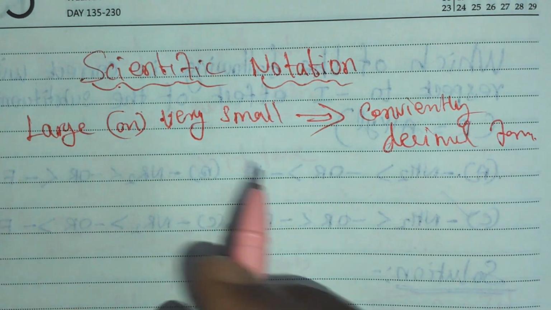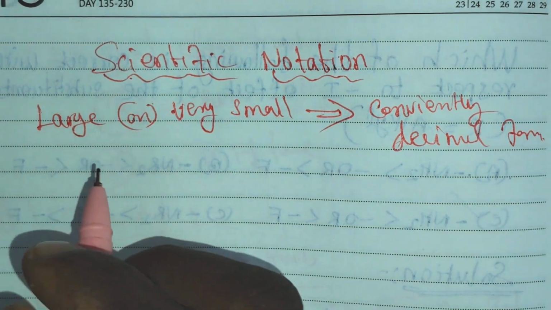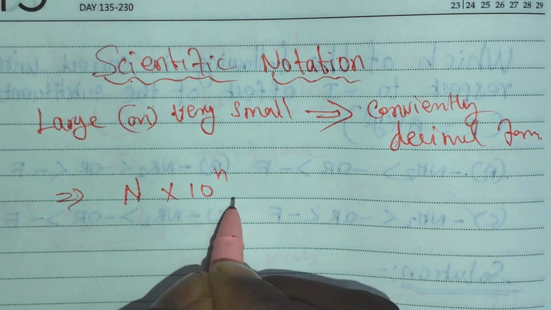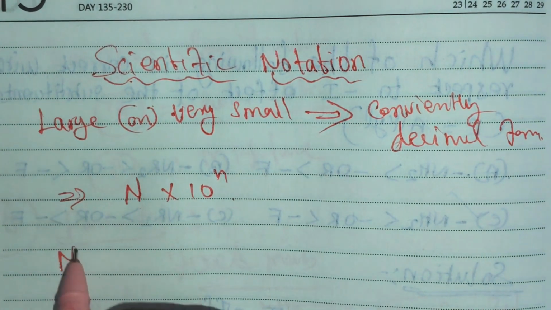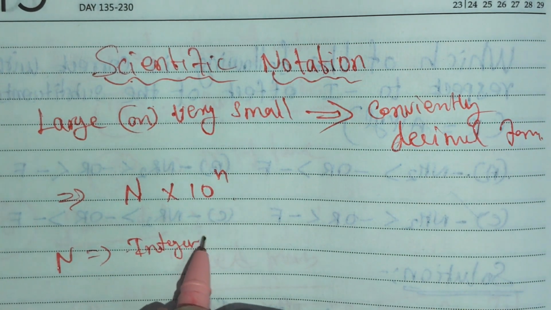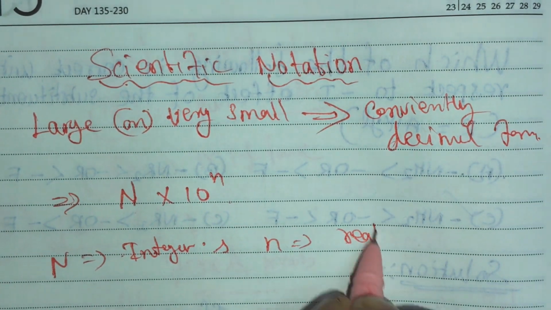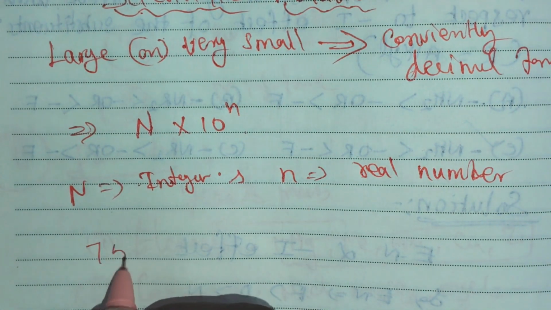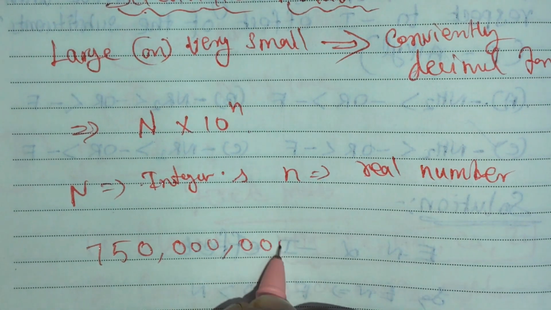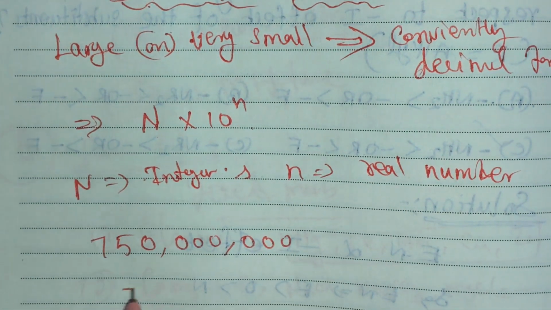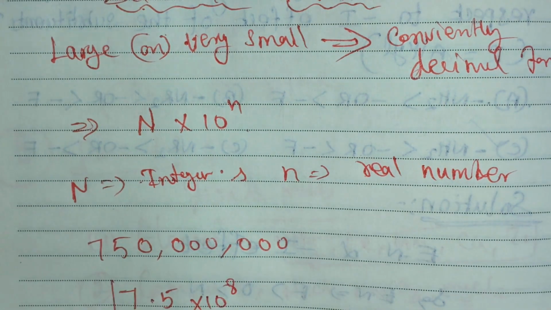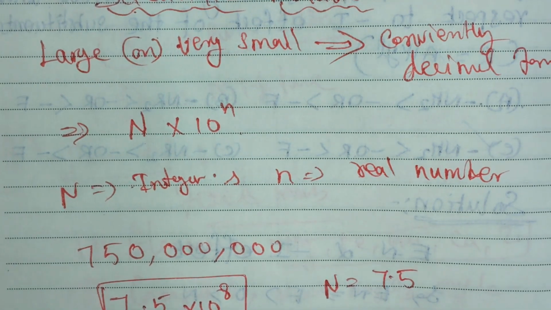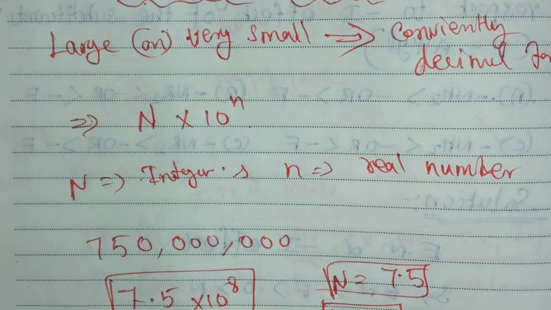Generally, scientific notation is represented as capital N into 10 to the power of small n. Here capital N is a real number and small n is an integer. For example, see this value 750,000,000. We can represent this as 7.5 into 10 to the power of 8. So here N is 7.5 and small n is 8.